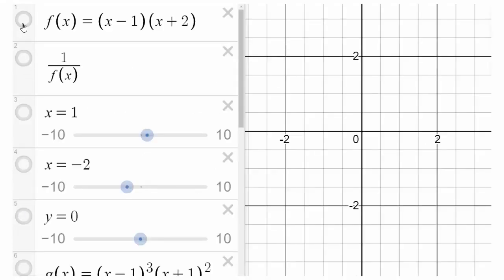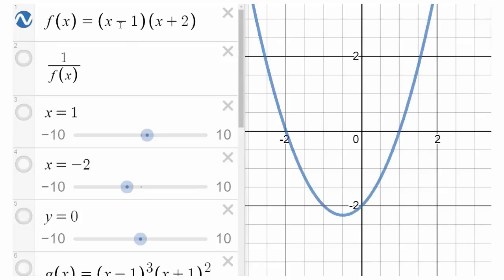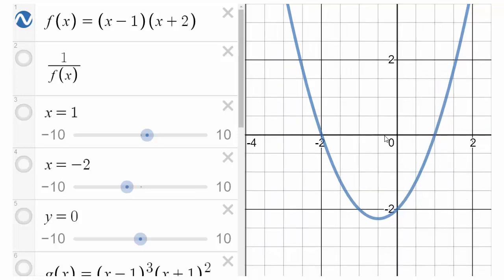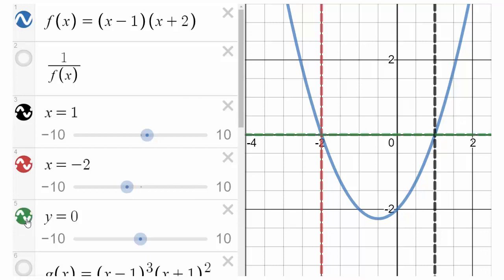All right, let's start reviewing with reciprocal functions. So here's our function x minus 1 times x plus 2, which means that x equals 1 and x equals negative 2 are your zeros. And so what happens in the reciprocal functions? Do you remember? So clearly, x equals negative 2 and x equals 1 are your vertical asymptotes. And as x goes to positive infinity, the graph shoots to positive infinity, which means that 1 over infinity will get closer and closer to 0. And so y equals 0 will be your horizontal asymptote.